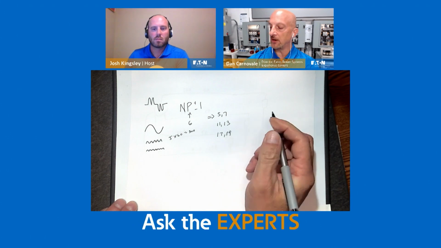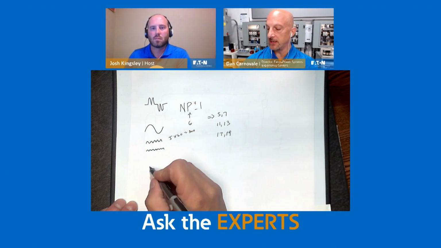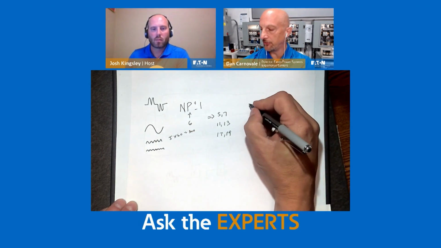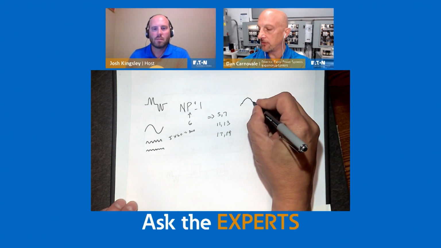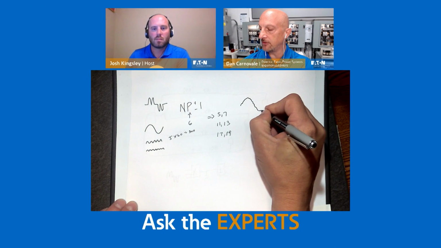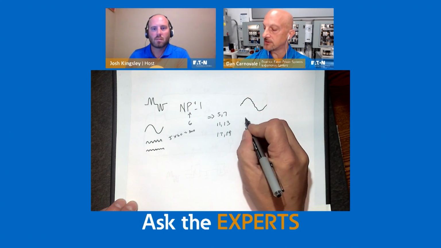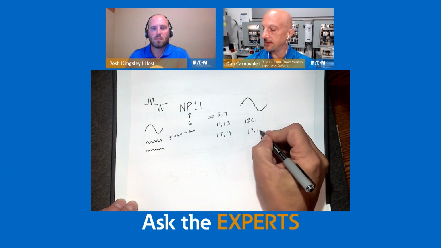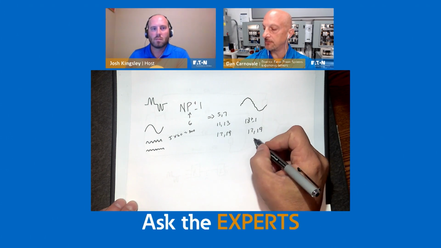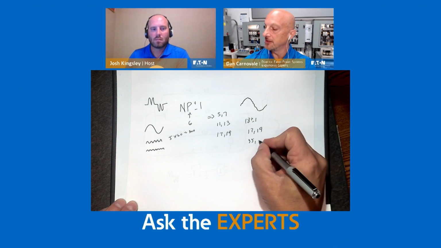So if I take that same equation and say, now I have an 18 pulse drive, what would be my predominant harmonics? It would almost look like I have a nice clean sine wave, and I would actually have 18 plus or minus 1, the 17th and 19th, and then 2 times 18 plus or minus 1, so the 35th and 37th. You're stretching my math here, Josh.